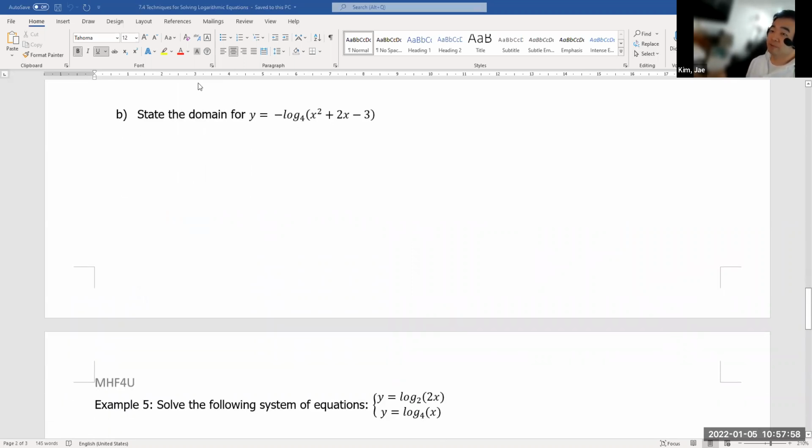Part B, in this particular case, it gets pretty interesting. The question says to state the domain. You don't need to find an exact value for x because there is nothing on the other side of the equal sign, right? Instead, I want to know what values of x allow this to even be solved. So let's take a look. What values of x will allow a logarithm to be solved? Let me rephrase that. What must be inside this bracket for the question to have an answer?